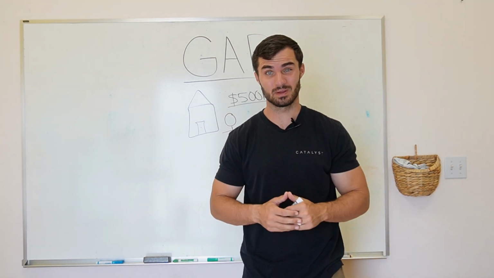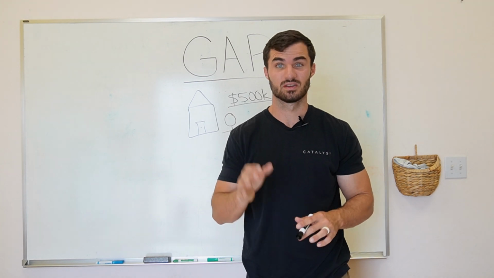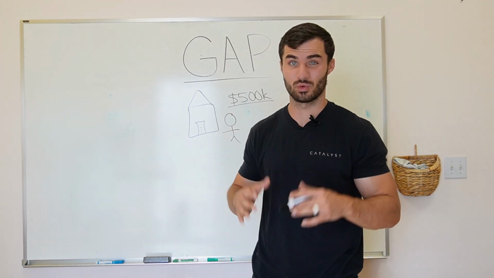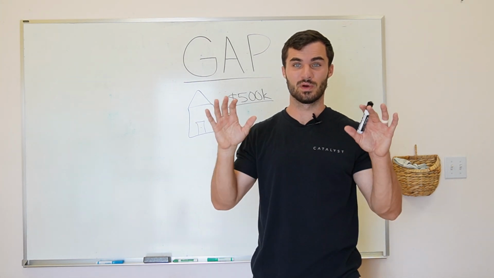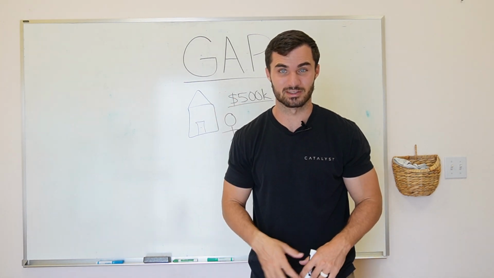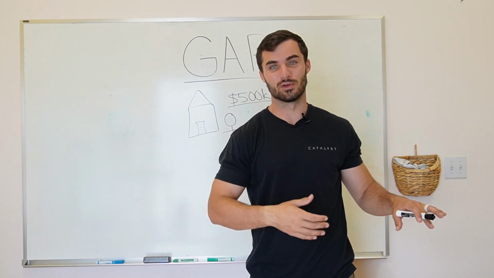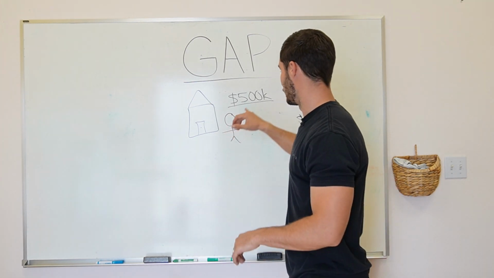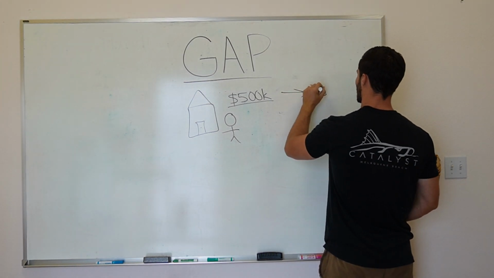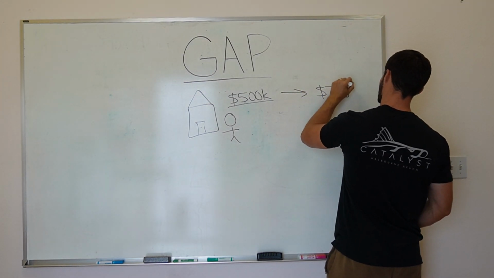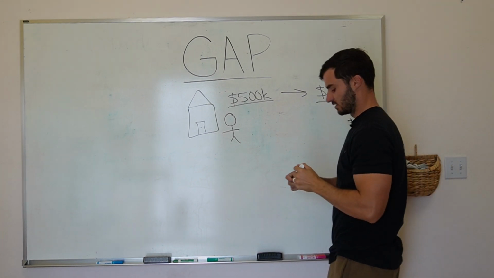Now, who would need something like that? Fix and flippers. Fix and flippers are who use gap lending. So in this example, our beautiful $500,000 house has turned into a crappy $500,000 house. It's a piece of crap. You got to redo the whole thing. We got to make it look pretty. So we've got a $500,000 house, and we're going to claim that this house is going to be worth $700,000 when all is said and done, right?